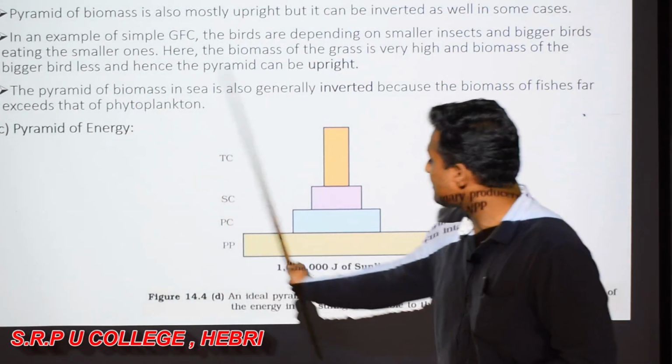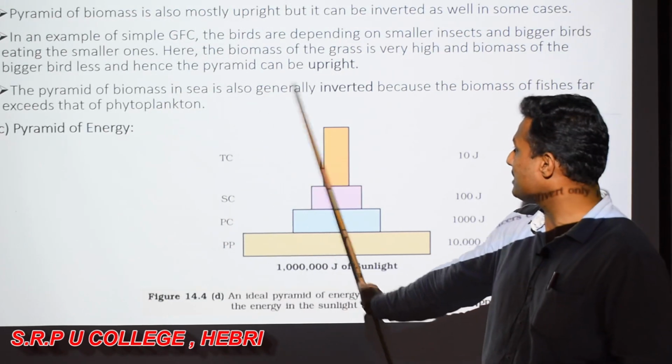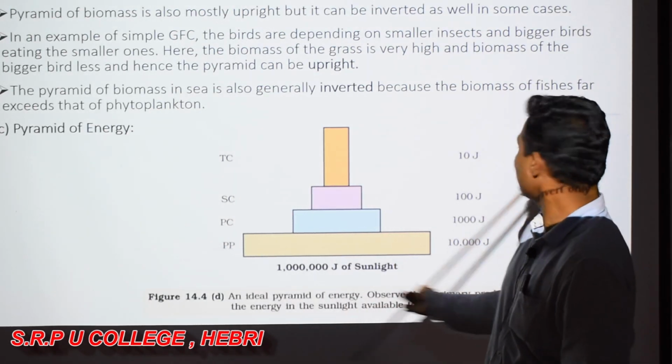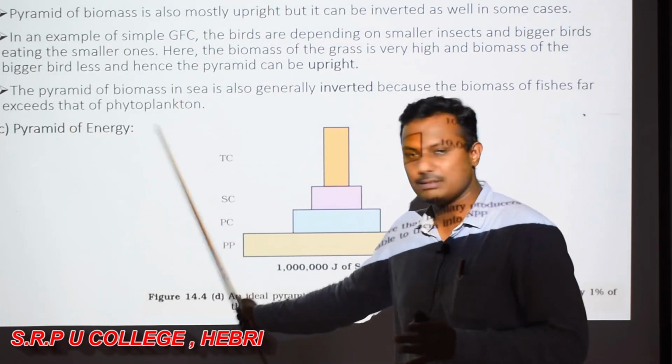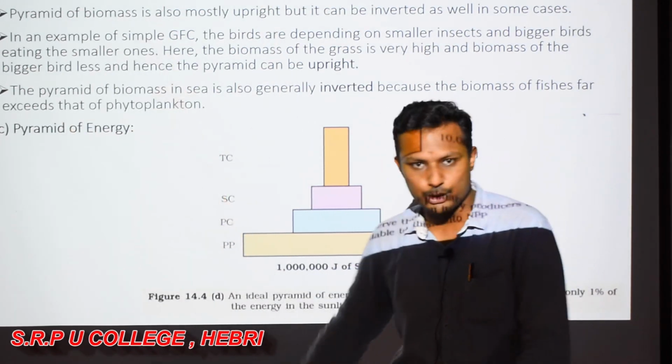The pyramid of biomass in the sea, that is in the aquatic ecosystem, is also generally inverted because the biomass of fishes is far higher than that of the producers. Producers are nothing but the phytoplanktons. The same example I told you.